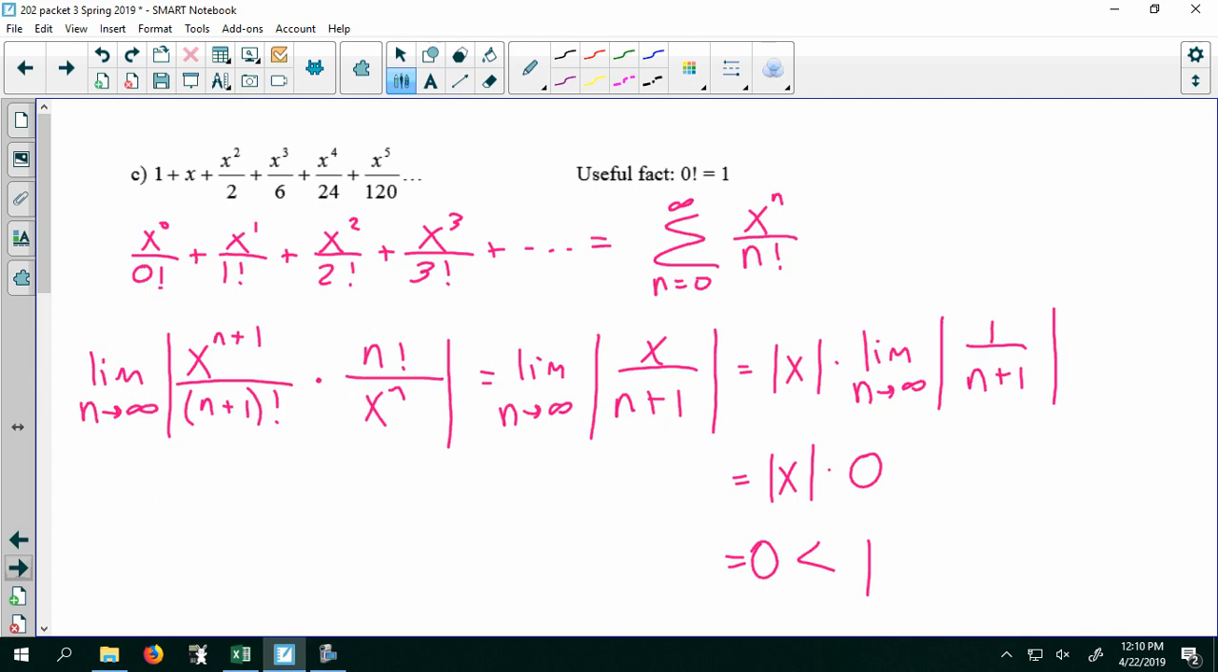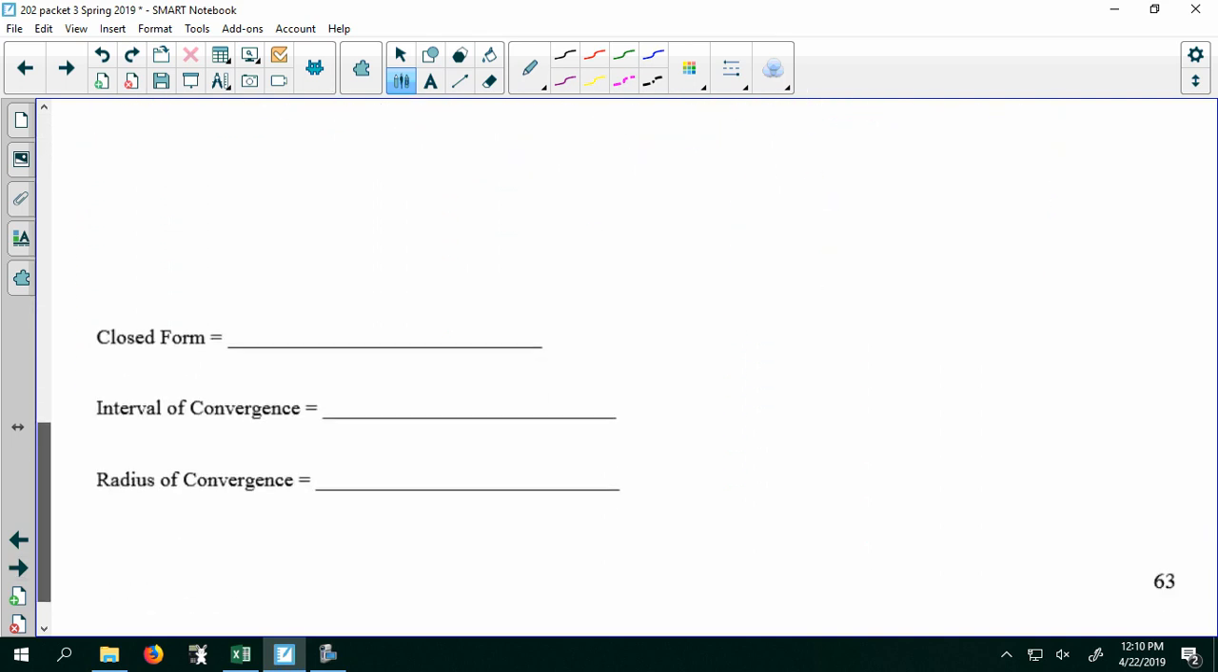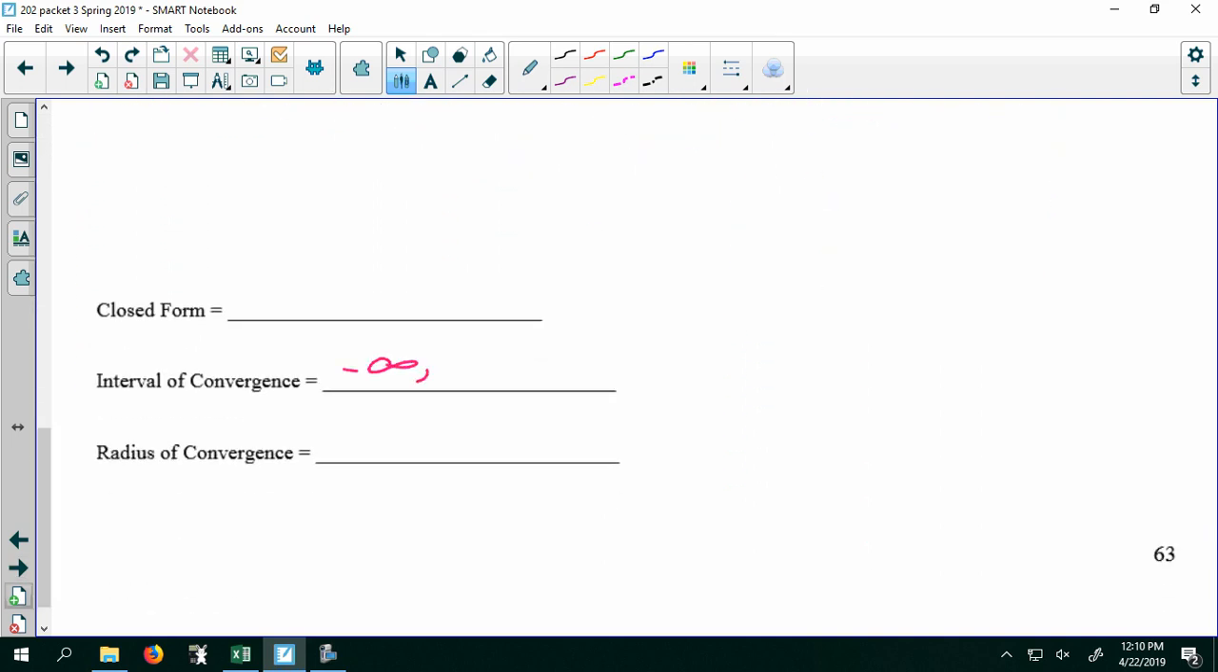So this converges for all values of x. It does not matter what x is. We'll always get a limit of 0, which is less than 1. So my interval of convergence is negative infinity to infinity, which makes the radius of convergence infinity. And my closed form, real quick again, n equals 0 to infinity of x to the n over n factorial.